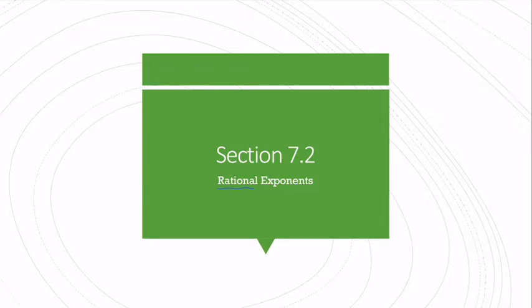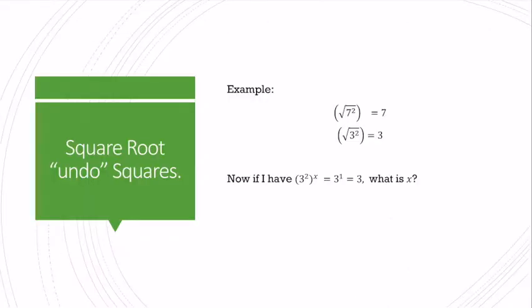So we learned in section 7.1 that square roots kind of undo squares, right? The square root of 7 squared is 7. The square root of 3 squared is 3. We also learned when we were talking about exponents that if I have an exponent raised to another exponent, I multiply them together. So if I had 3 squared, what would I need to multiply it by to get back to 3 where I was before?